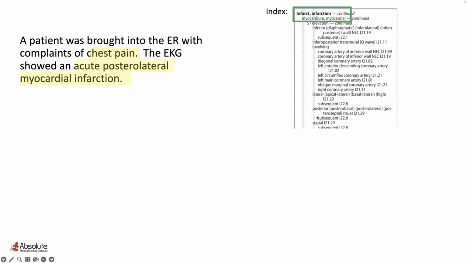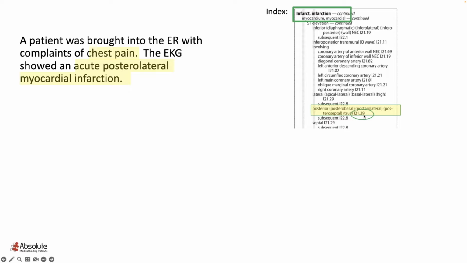And if you go down, you'll see posterolateral infarction is here. If you look over in the parentheses, you'll see posterobasal, posterolateral, posteroseptal. So we can use this code, I21.29.